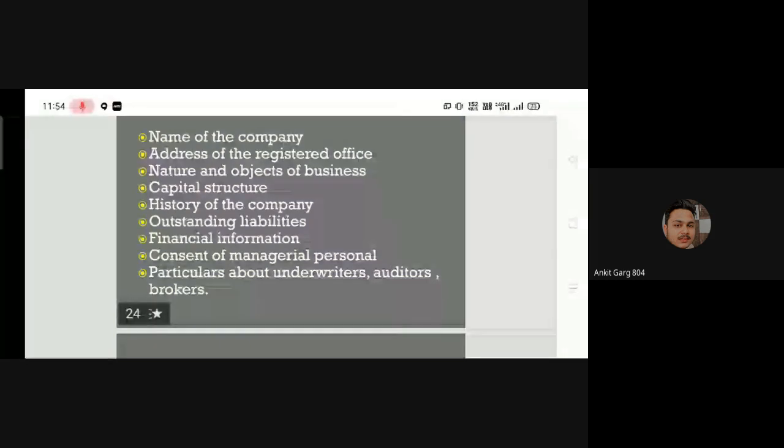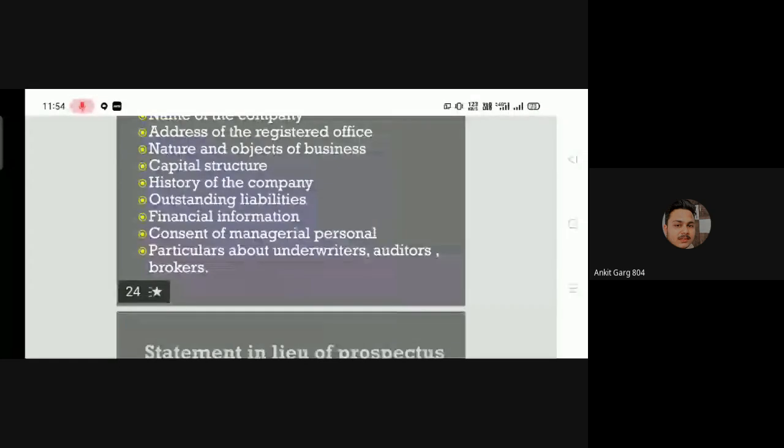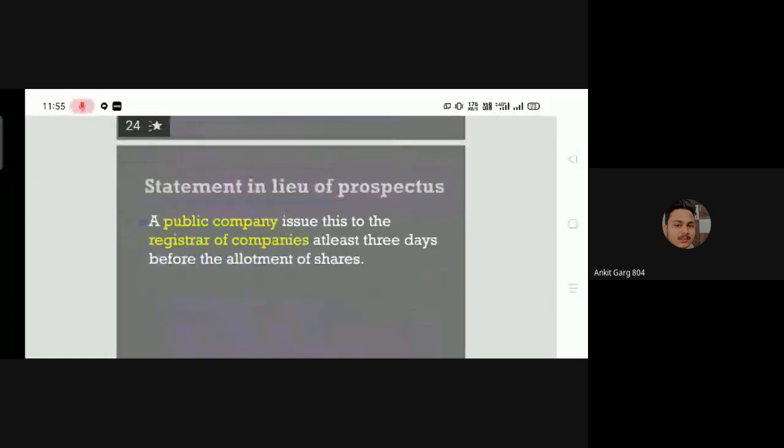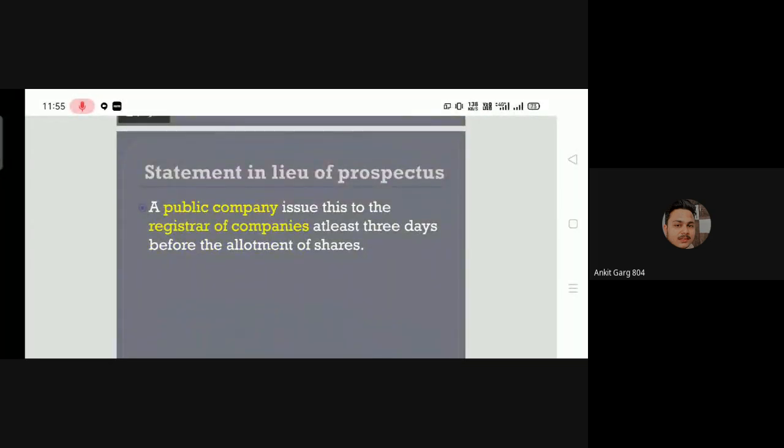Capital structure: how it is raising capital, how much its market capitalization is, and all that is written in the prospectus. The history of the company: how many years have passed since the company was incorporated. Outstanding liabilities: before the issue of shares, how much liability the company has outstanding. Financial information, consent of managerial personnel, particulars about the underwriters, auditors, and brokers. Statement in lieu of prospectus: a public company issues this to the Registrar of Companies at least 3 days before the allotment of shares.